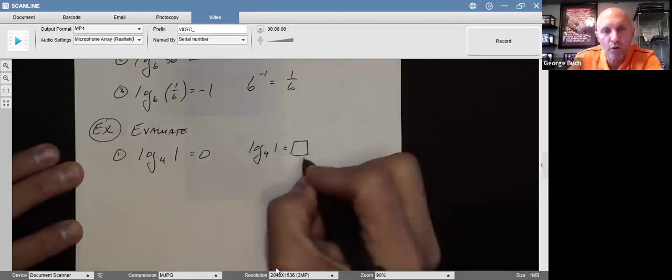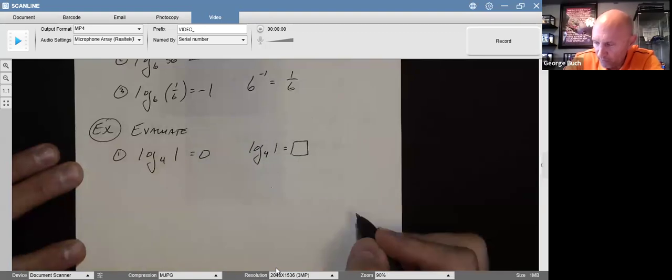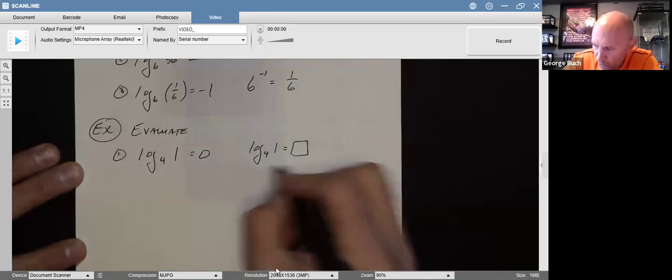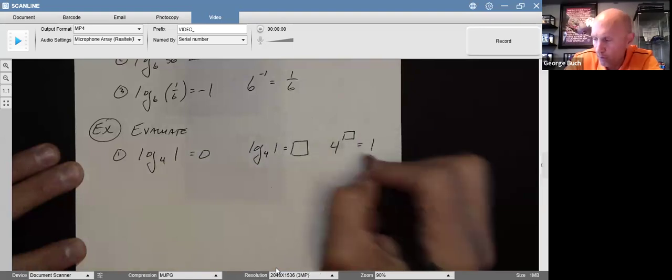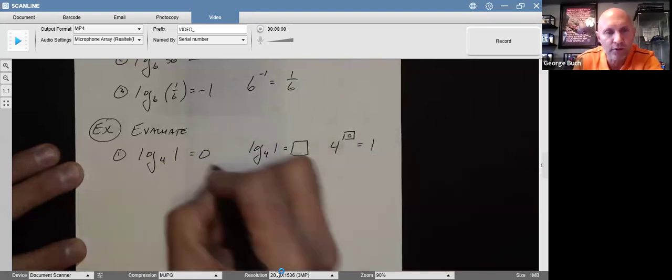So we're trying to find what goes in the box. By our basic log property, that means what? 4 to what power is equal to 1? Well, anything to the 0 power is 1. Therefore, this answer is 0.